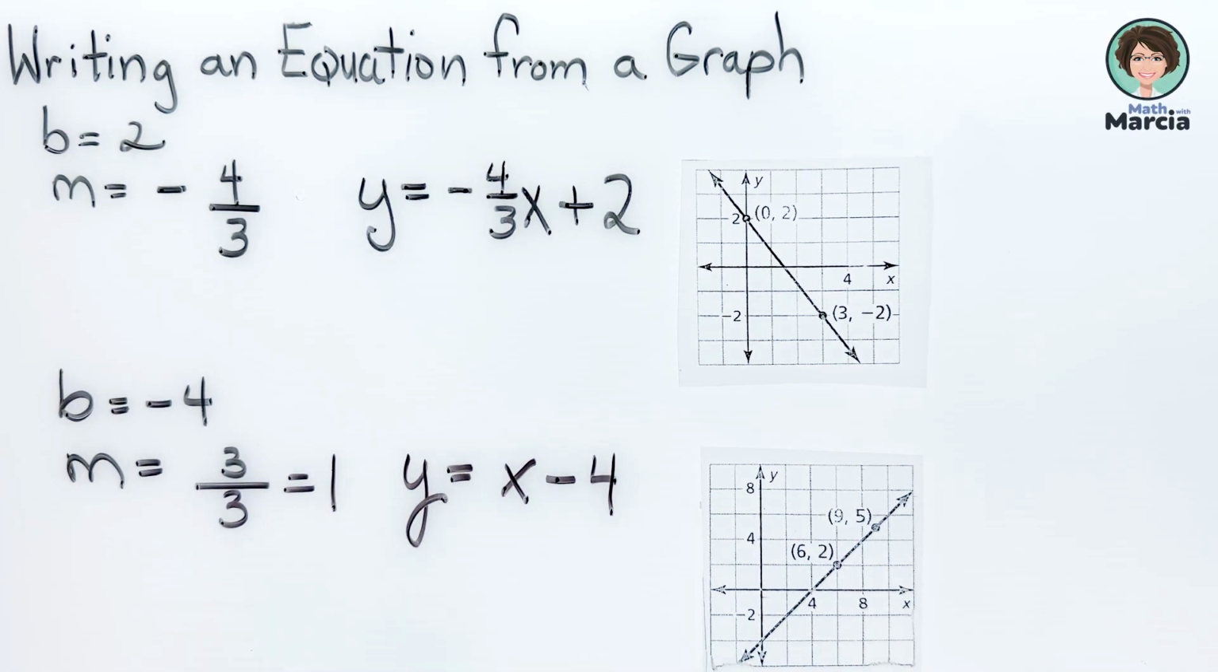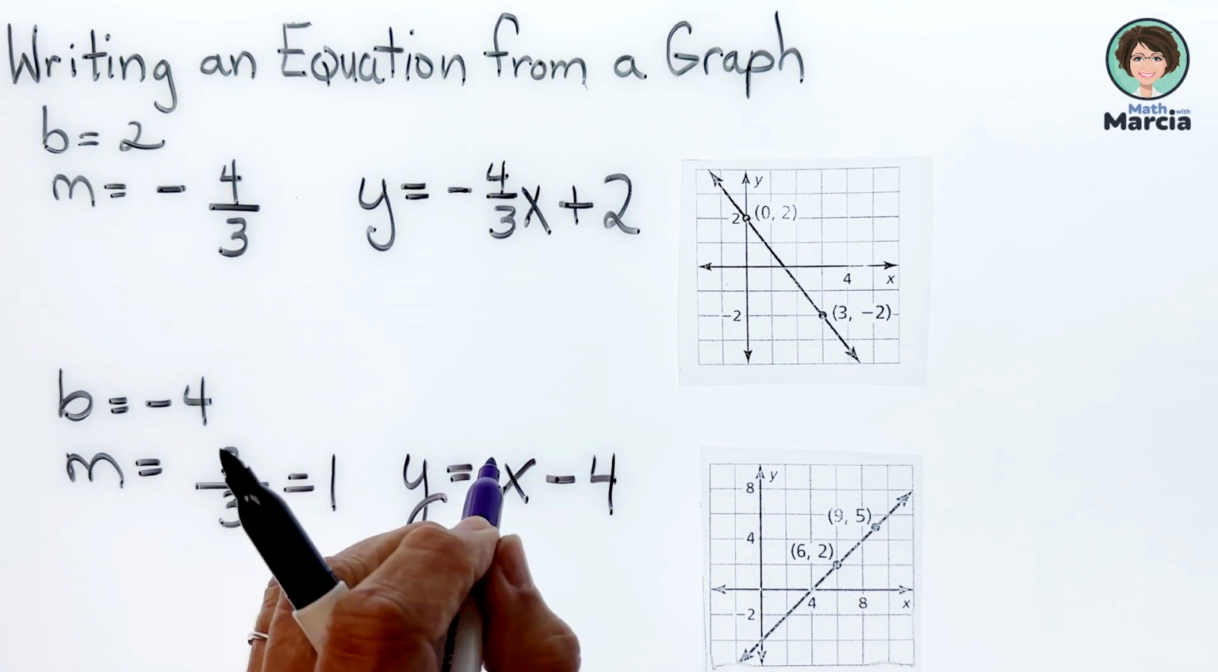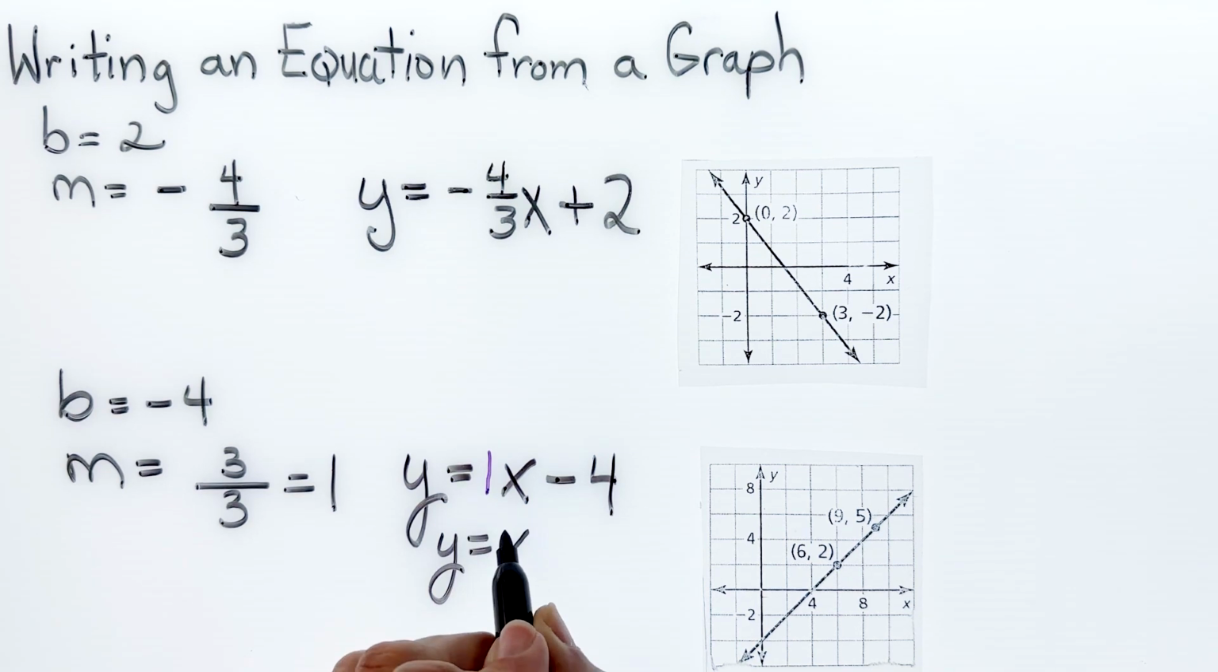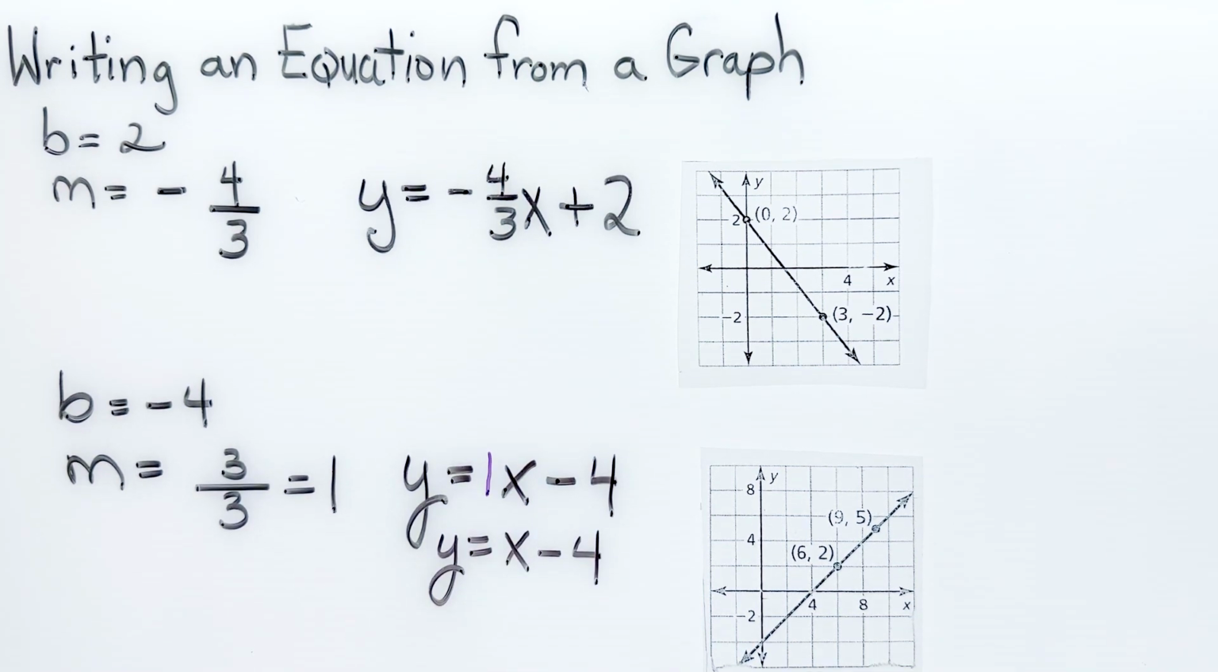Remember, there's always an understood 1 in front of this x, and if you would write that, it would still be right, but the book will not be writing it. The book will be representing it in this way.